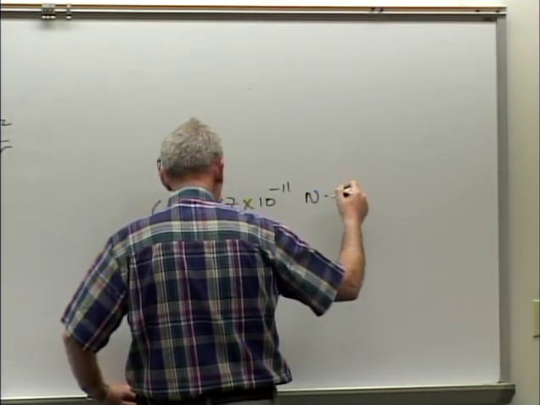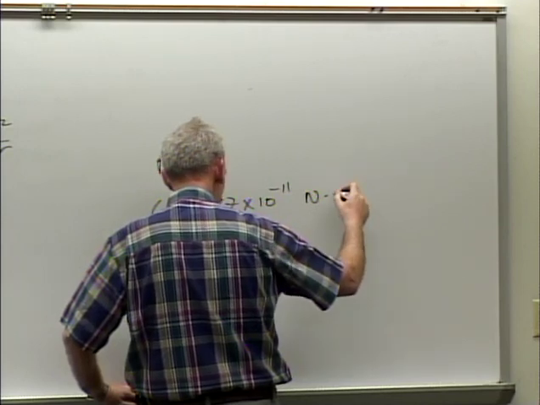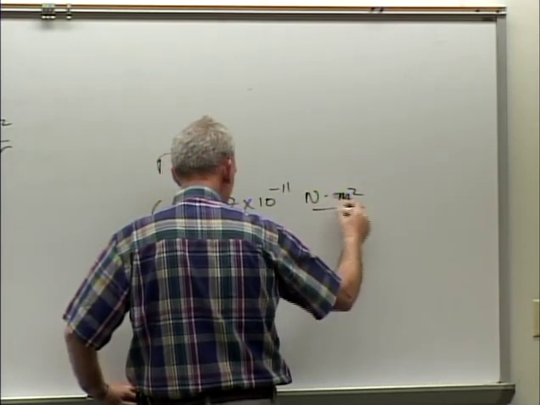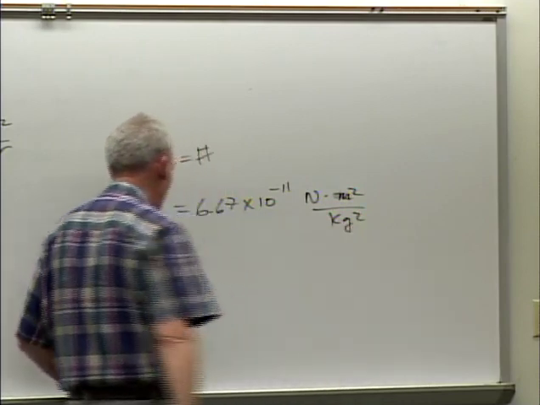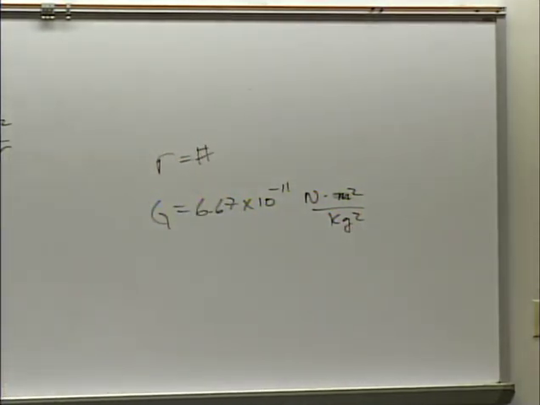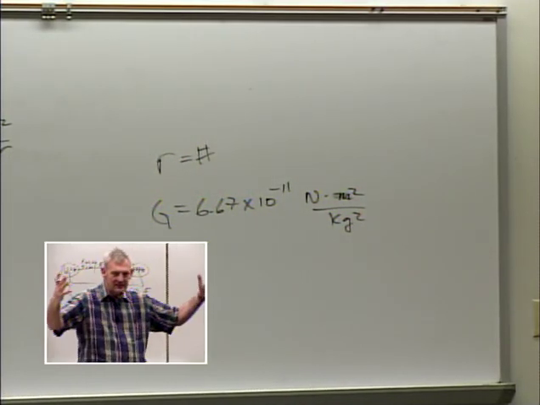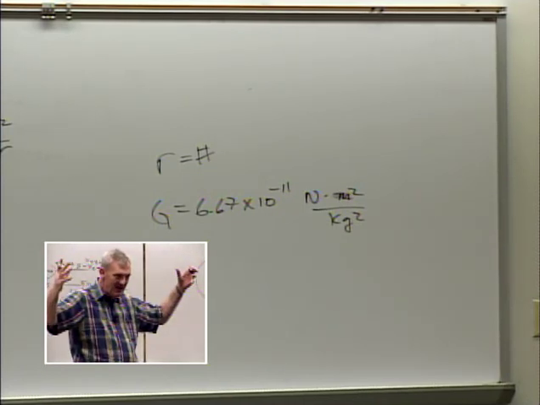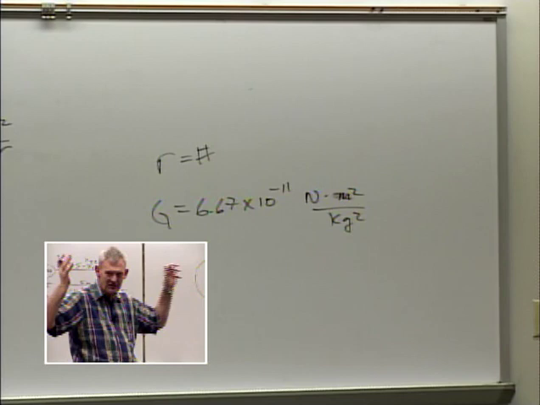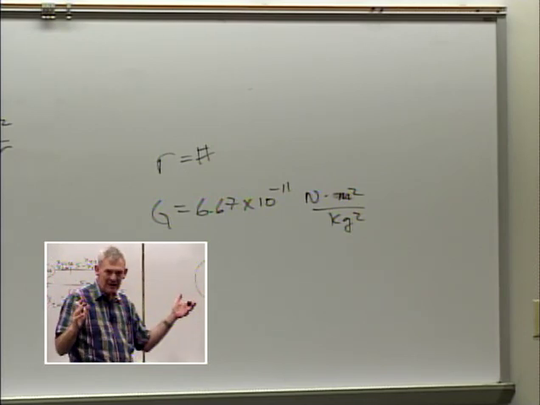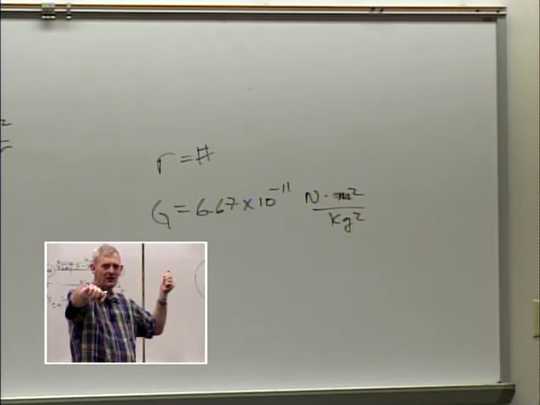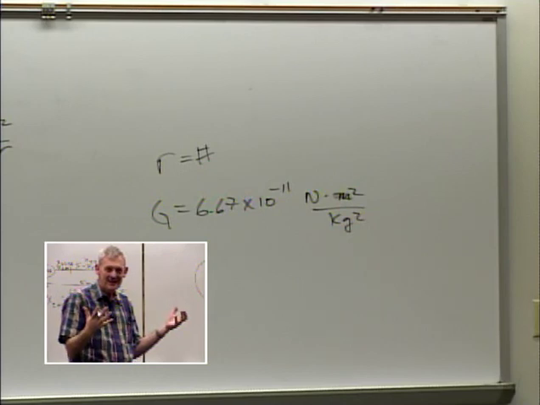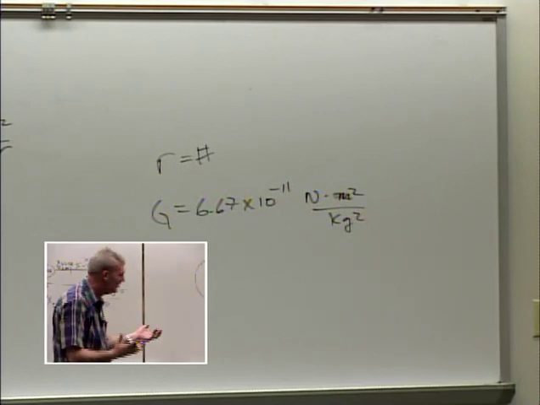It'll be meters squared divided by kilograms squared. That's the universal constant because two bodies, if they have mass, they exert a force on each other. It's a weird thing. We don't know why. Do we know why yet, Ting Yu? We don't know why. We just know it does. And by experiment, it does. Okay?